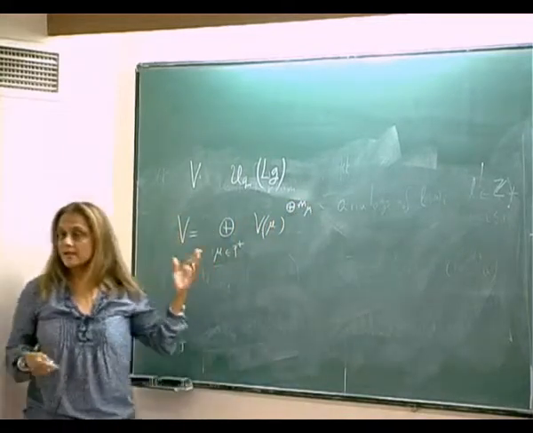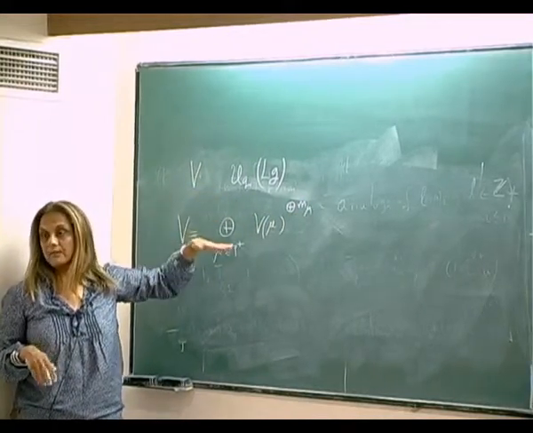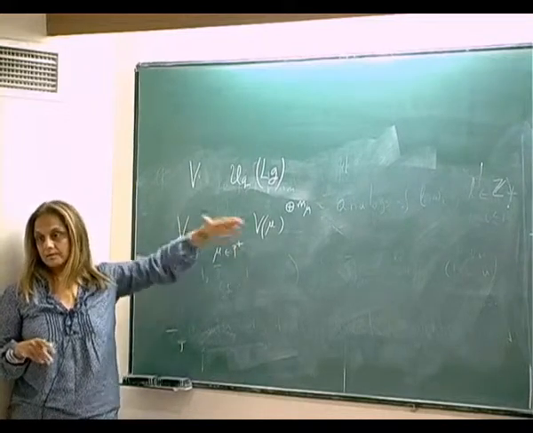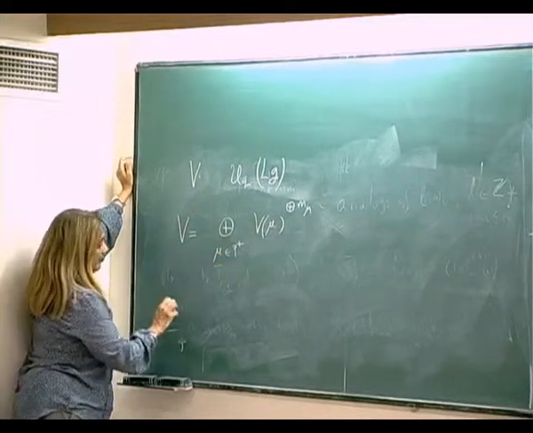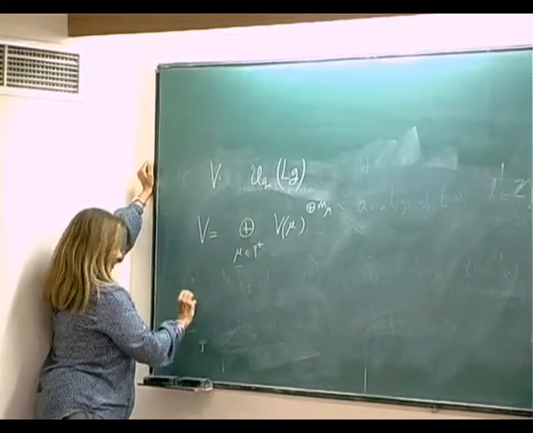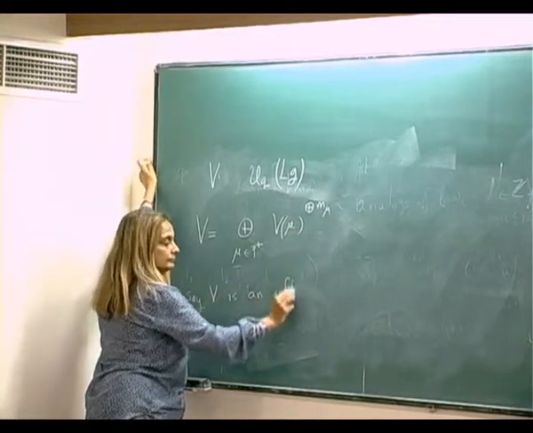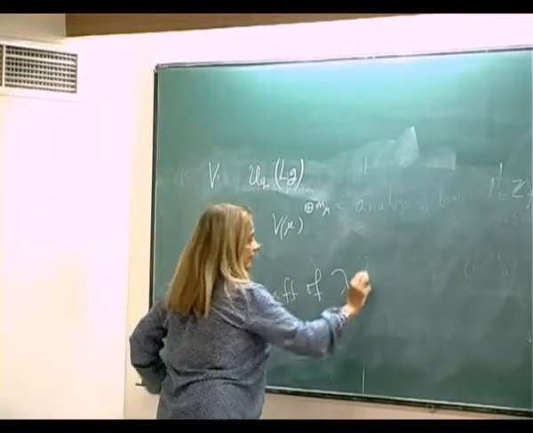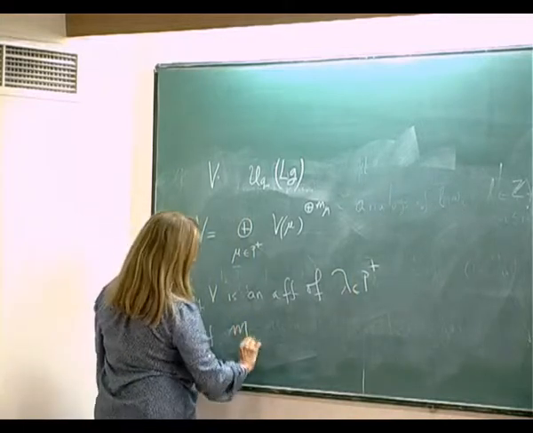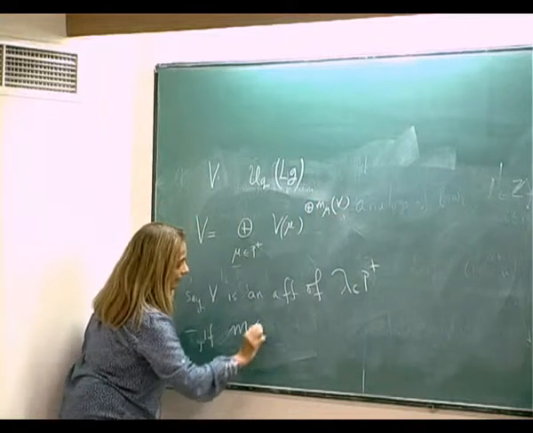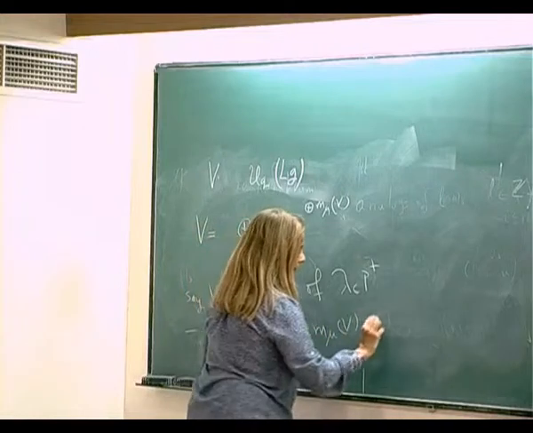This is like if you're taking a semi-simple Lie group, for instance, and you regard it as a representation for the compact portion, you can write that as a direct sum of these things. And then, what do you want to say? You say that V is an affinization of lambda if the following happens. This actually depends on V. If m_lambda(V) is 1, and m_mu(V) is 0 if mu is bigger than lambda.